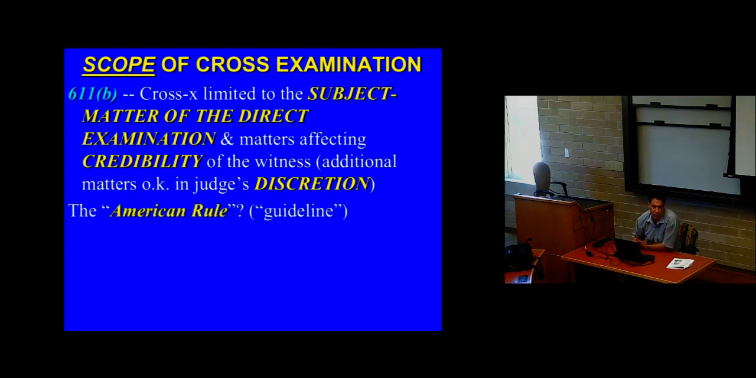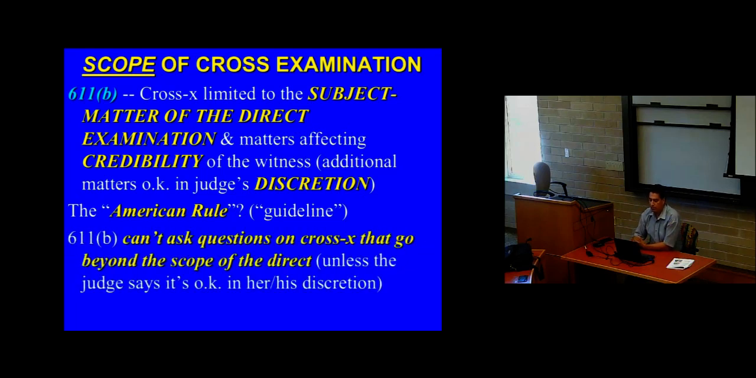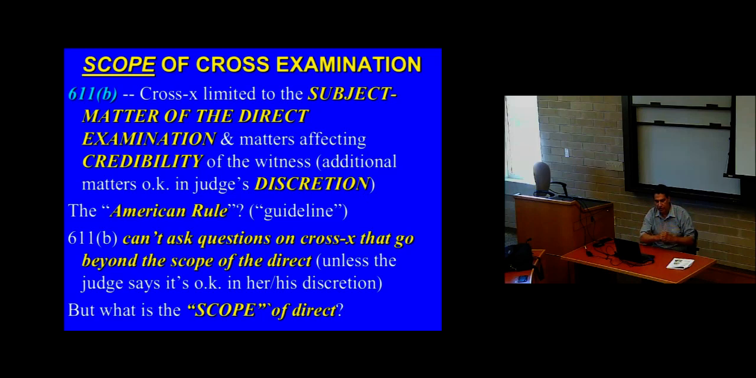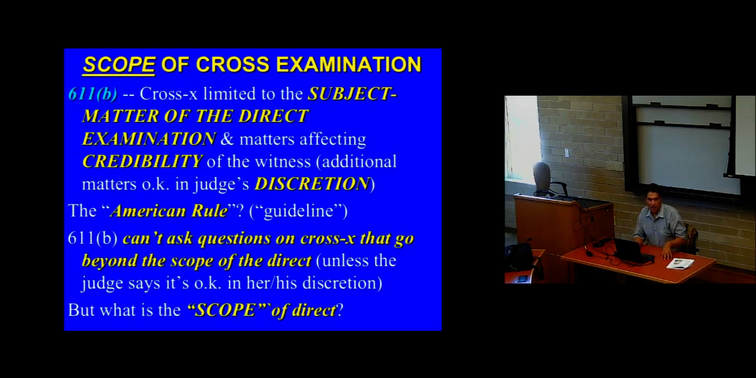So that's the American rule or the guideline, that it's only within the scope of the direct, that you can't ask questions that go beyond the scope of the direct unless you ask the judge to not apply that American rule, but to let you ask questions, whatever questions you have of that witness that may not necessarily fit within the scope of the direct examination. What is that scope of the direct examination? That's an interpretation call to be made by the judge, but it's whatever the subject matter was.